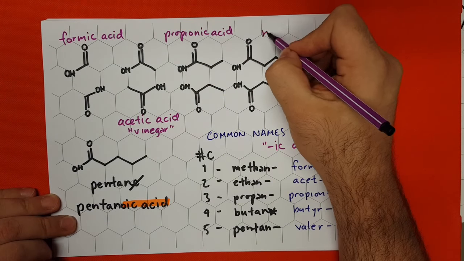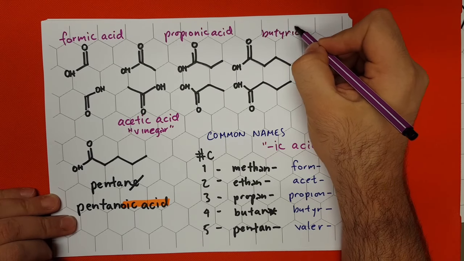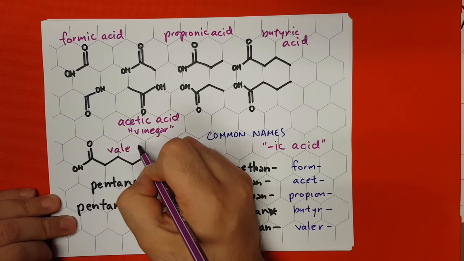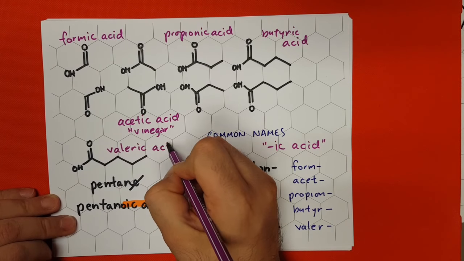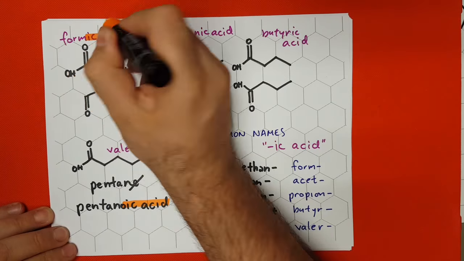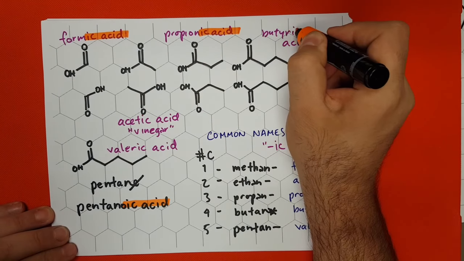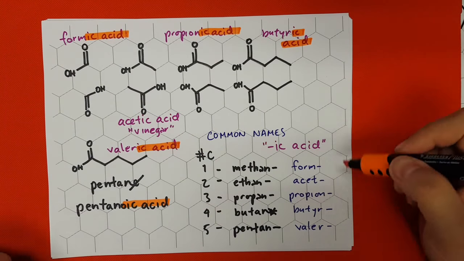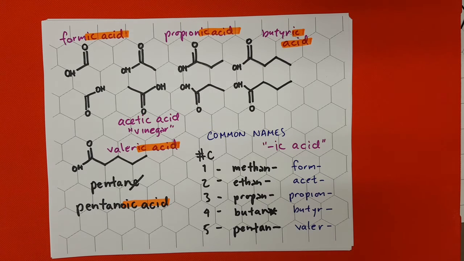And for number 4, we're going to get butyric acid. And for number 5, we're going to get valeric acid. Once again, all of these are using the -ic acid ending, not -oic, just -ic acid, -ic acid, -ic acid, with its original prefix.